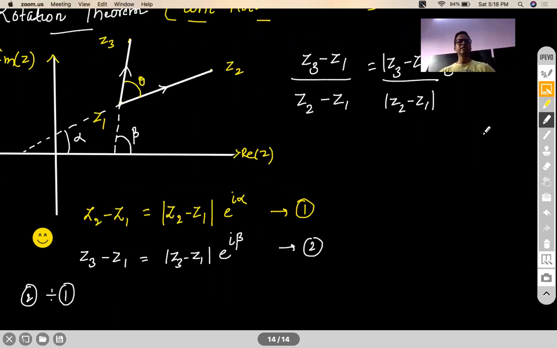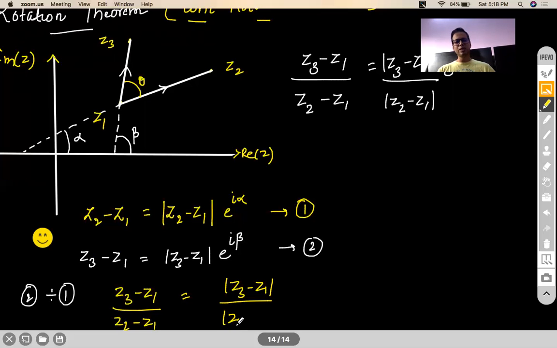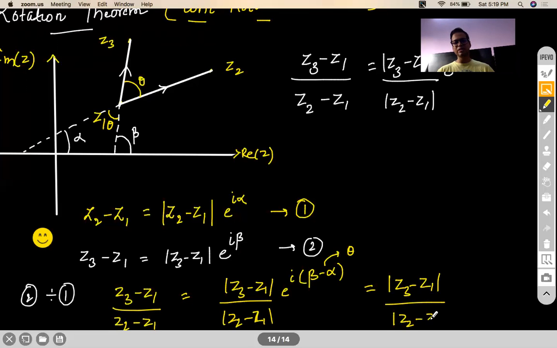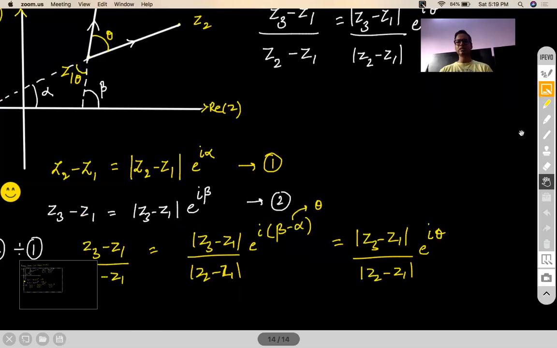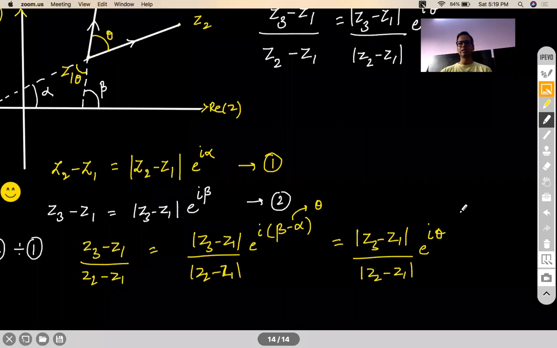Now, let us do 2 divided by 1. If you do 2 divided by 1, you will end up getting Z3 minus Z1 by Z2 minus Z1. So I'm basically dividing the left hand side terms. And on the right hand side, I get mod Z3 minus Z1 by mod Z2 minus Z1, e to the power i (beta minus alpha). Now we all know that beta minus alpha would be actually this angle, and this angle is also theta. So this term can be replaced with theta, which is nothing but mod Z3 minus Z1 by mod Z2 minus Z1, e to the power i theta. And there you go. This proves the given formula that we have written over here.